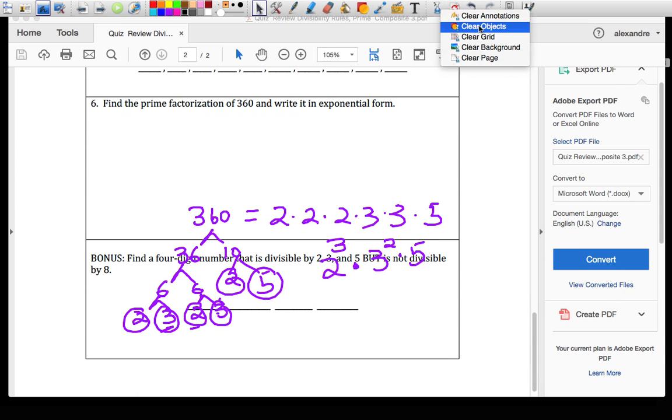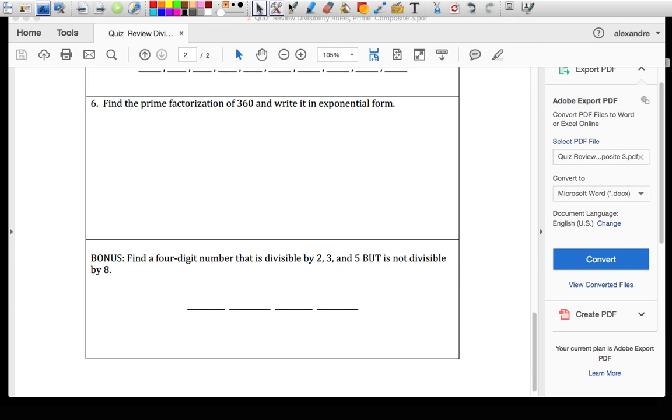And finally, the last question. Let's see. I don't even know the answer to this, because I just made it up. A 4-digit number that's divisible by 2, 3, and 5, but it's not divisible by 8. Okay, so I know that it has to end in a 0, or maybe a 5. Oh, well, no, because it has to be divisible by 2, so it has to be an even number. Okay, so 0, 2, 4, 6, 8 are my choices, but because of the 5 in there, it has to be 0. If I put a 5 here at the end, it won't be divisible by 2, so 0.